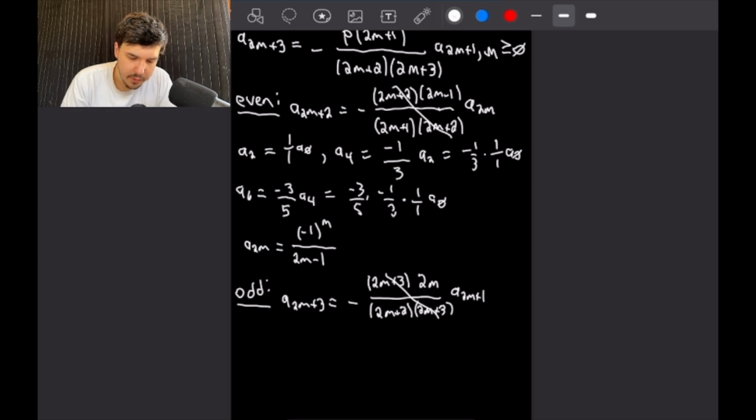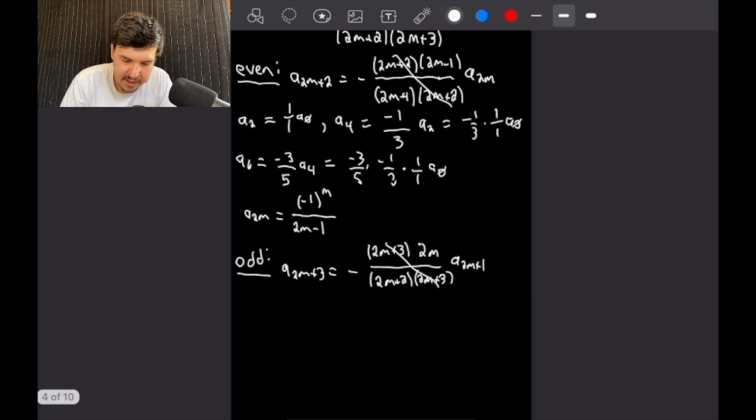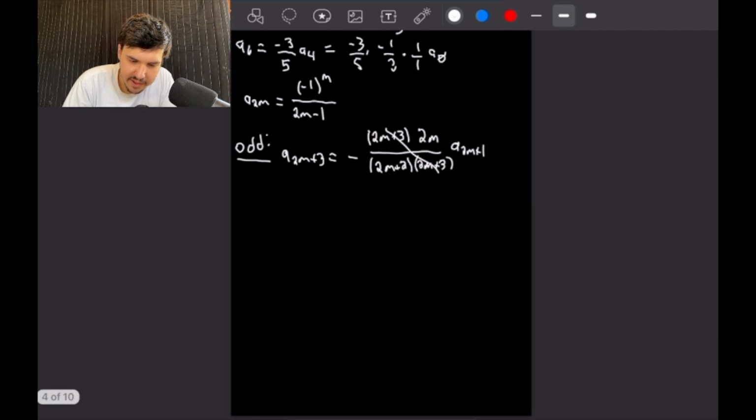Great. So what we're left with for our a sub 2m plus 3 is negative 2m over 2m plus 2 times a sub 2m plus 1. So just like we did before, we're going to go ahead and calculate our coefficients to see what the general form of a sub 2m plus 1 is. Now, because a sub 1 is free, our first odd is going to be a sub 3.